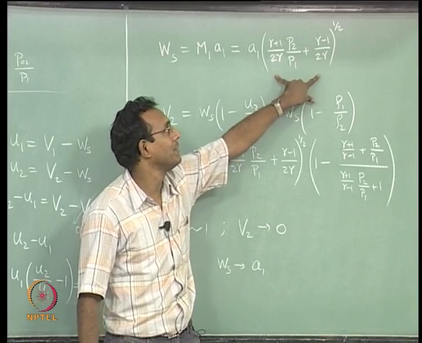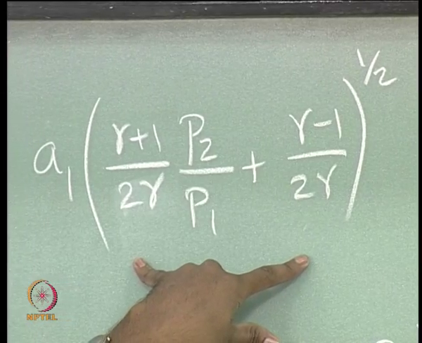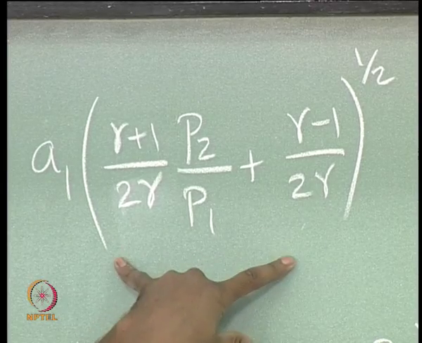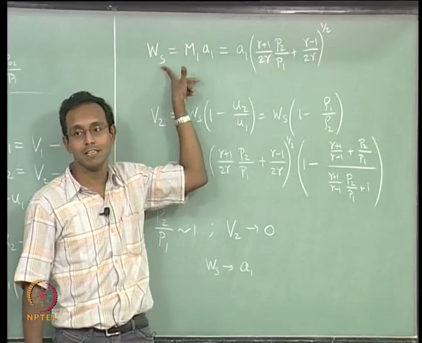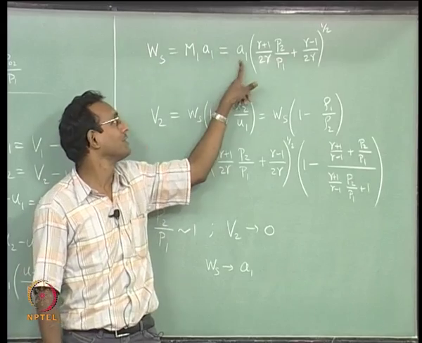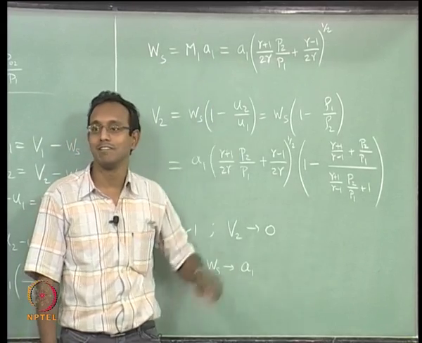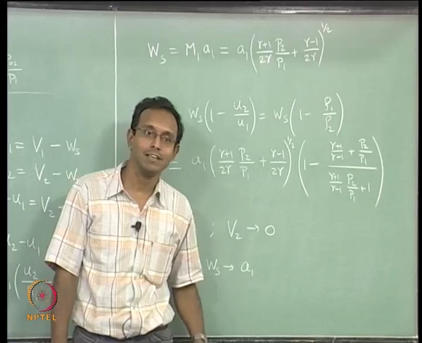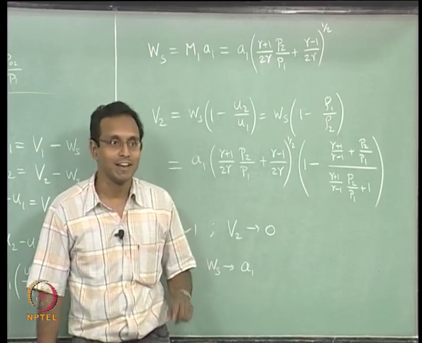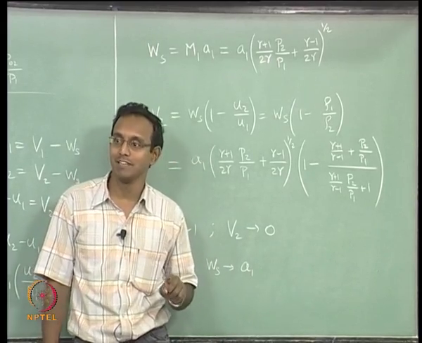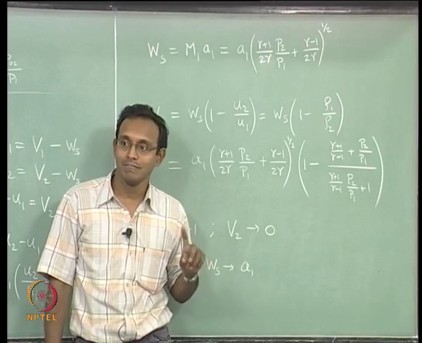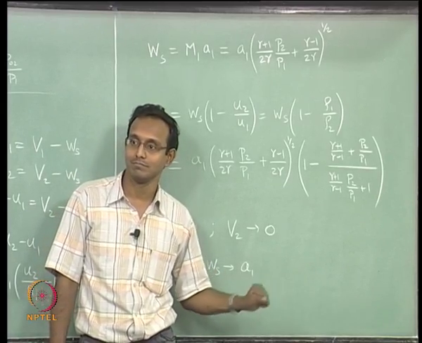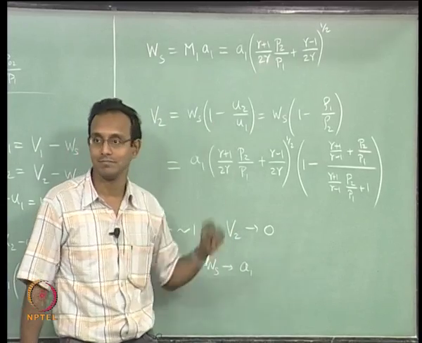This number will not be 1 but higher. If this number is higher, then the speed of the shock is going to be more than A1, it is going to travel supersonic. Any compression wave, if it has any reasonable compression, anything more than 1 for P2 by P1, will move supersonic. That is what we are seeing here.